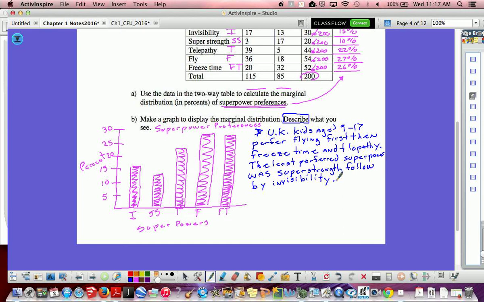Boy, when I look at the superpowers, I always struggle. Which one would you prefer the most?